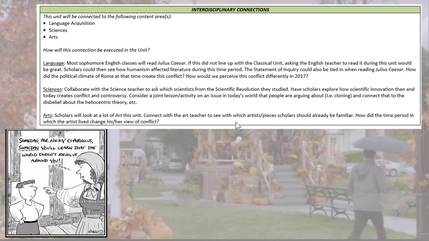Then lastly, art is super important in this unit, so touch base with your art teacher to see what pieces scholars should already be familiar with and how many of the Renaissance techniques they have studied in any detail. You can also connect the statement of inquiry to both science and art, asking scholars why these people were famous and revolutionary, and that typically happens in most part due to the time and place in which they lived, which of course connects to that.